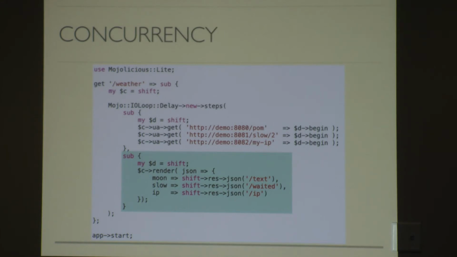And the other nice thing, pay attention to this. This is kind of cool. In the render call there, you'll notice that I do moon shift, slow shift, IP shift. This is, again, kind of a functional pattern. Those shifts implicitly shift off at underscore. We took the delay object out first, leaving our at underscore with the 3 things that we passed in from the first step. It preserves the order, which is really nice.